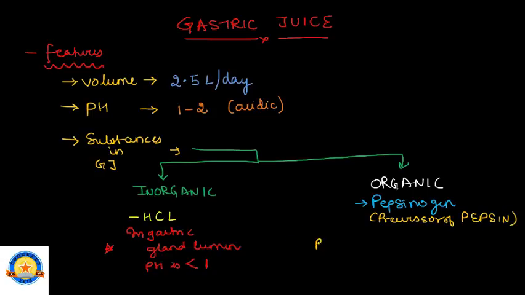Now, pepsinogen will get converted to pepsin in the presence of what? In the presence of HCl, it will get converted to pepsin, and pepsin is the active form. Now tell me, what are the other organic substances present? Another one is called mucin.